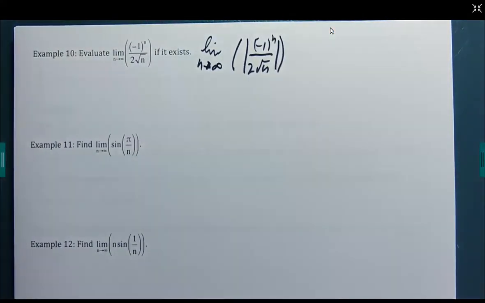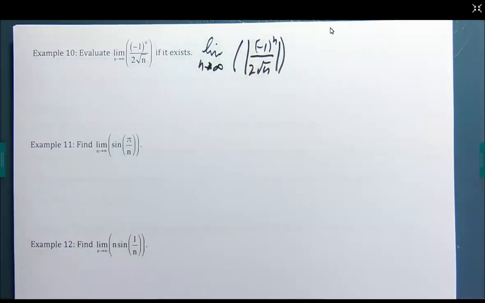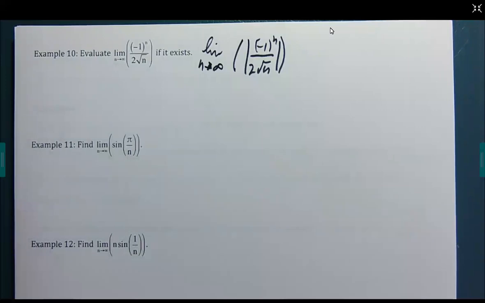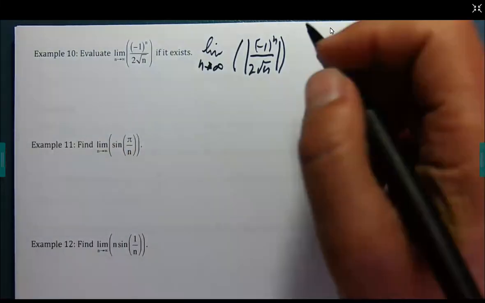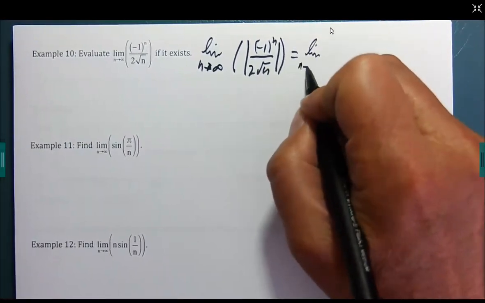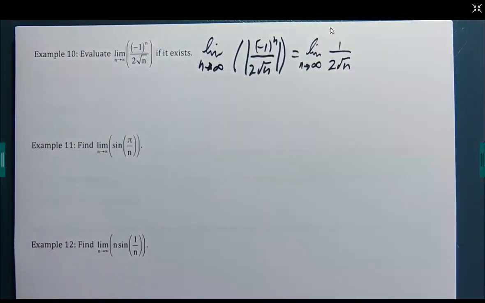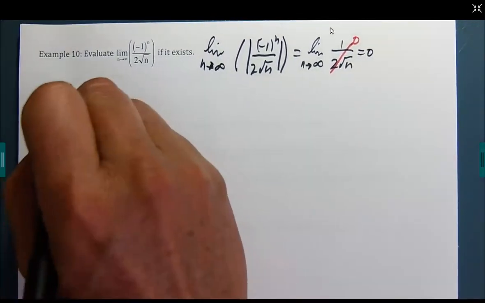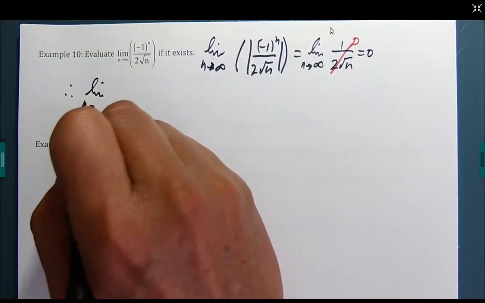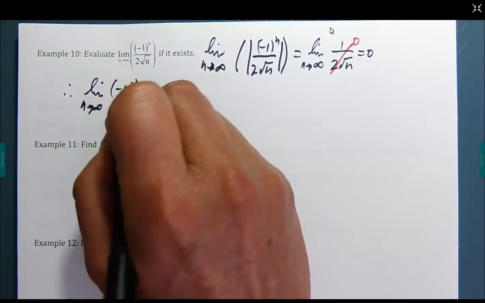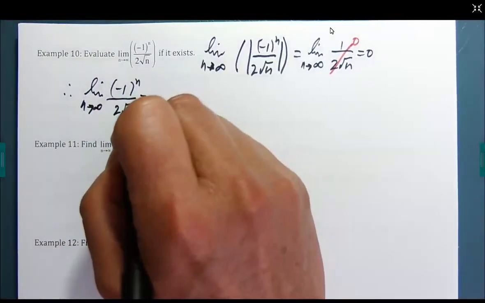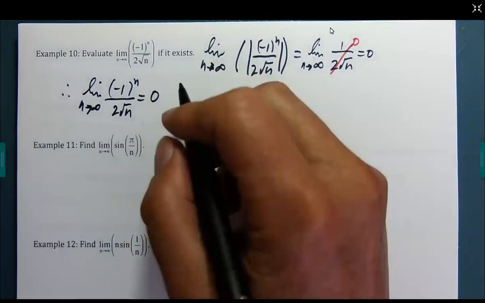Now, what that's gonna do is kill that negative one to the n. It's just gonna turn it always into a positive one because it's absolute value all the time. The denominator is also always positive. So this becomes the limit as n approaches infinity of one over two root n. What's cool about this is once again, this limit goes to zero. Therefore, the limit as n approaches infinity of negative one to the n over two root n is also zero. Again, which is convergent.